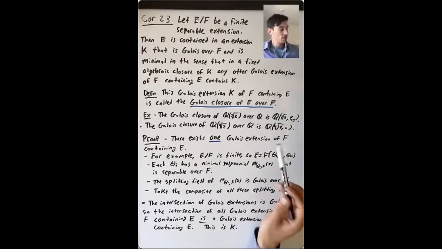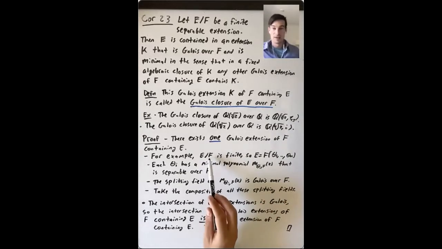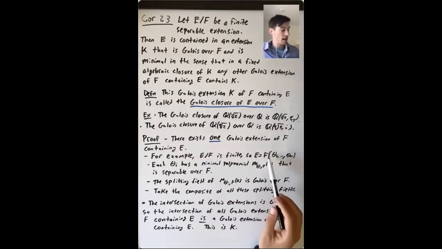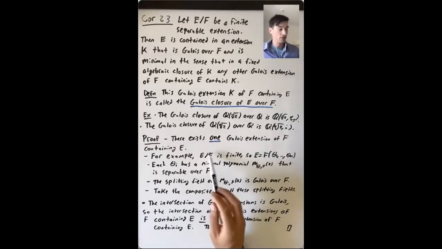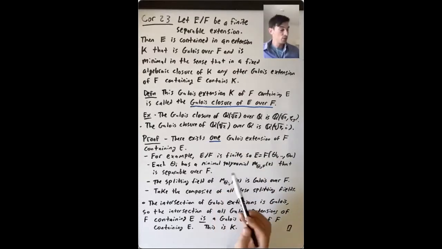Okay, so E over F is a finite extension. So it's generated by finitely many algebraic elements over F. So E is F adjoin theta 1 up through theta n. Each one of these theta i's has some minimal polynomial over F. E over F is a separable extension, so each one of these minimal polynomials is separable over F.